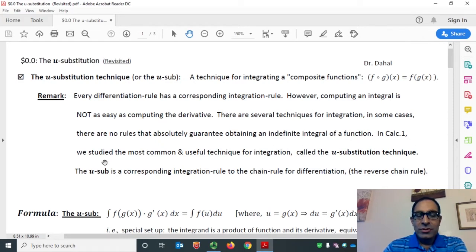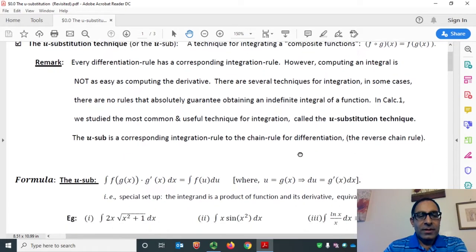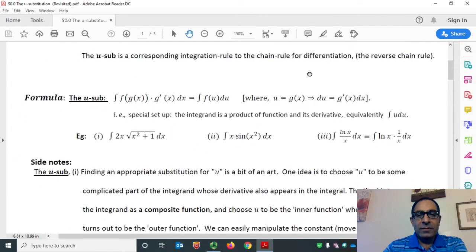In Calculus 1, we studied the most common and useful technique for integration called the U-substitution technique. The U-sub is the corresponding integration rule to the chain rule for differentiation. So sometimes it is also called the reverse chain rule. Let me give you the U-sub formula.